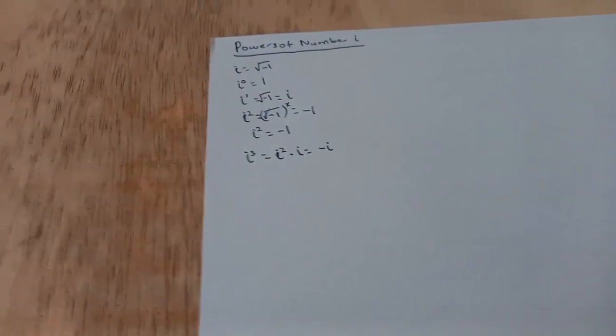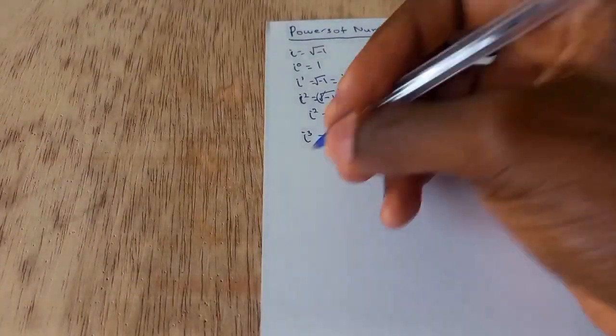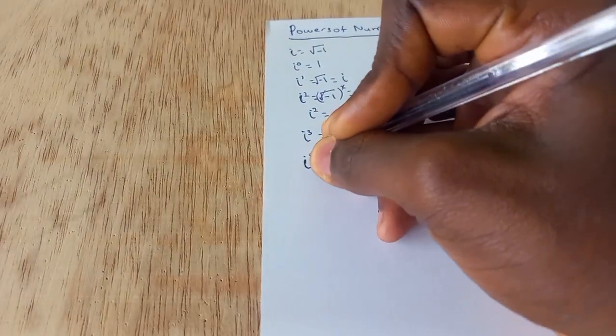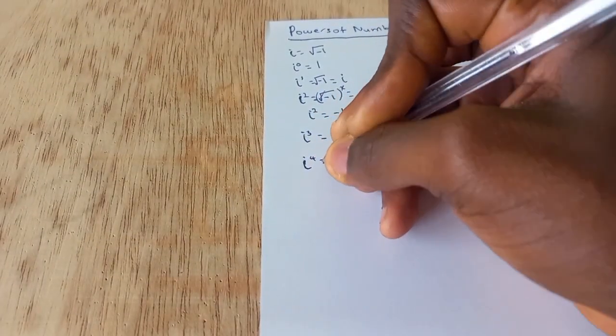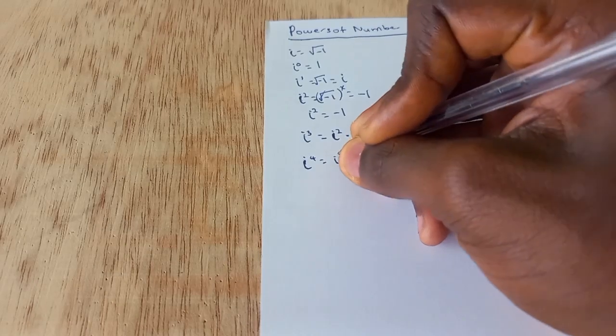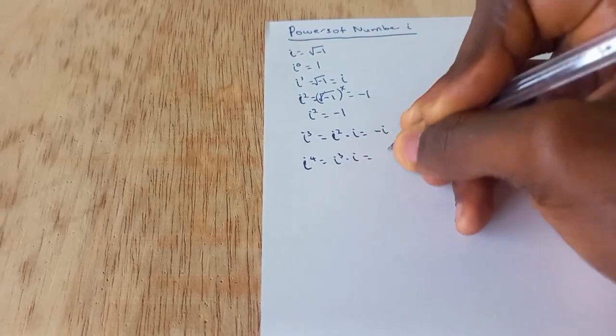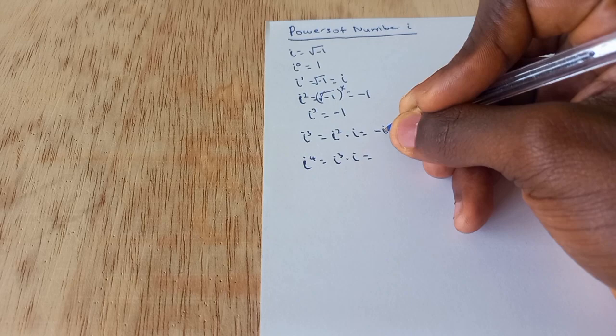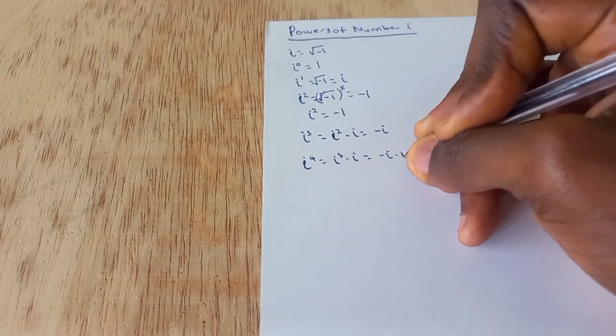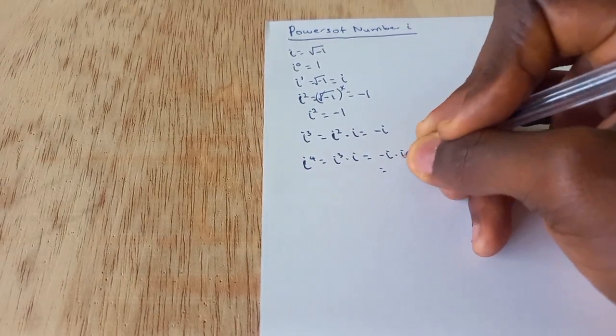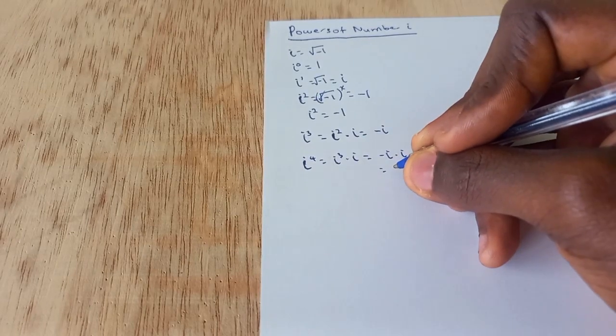So the i cubed, we have i squared times i. So indices, when you add the index, you get 3. 2 plus 1 is equal to 3. So you have this to be -1 times i, so it's -i. So let's go up to i raised to the power 4. Let's try solving this. We pick the 3 times i, that's -i times i. You know that i squared is -1. So we have this to be 1.